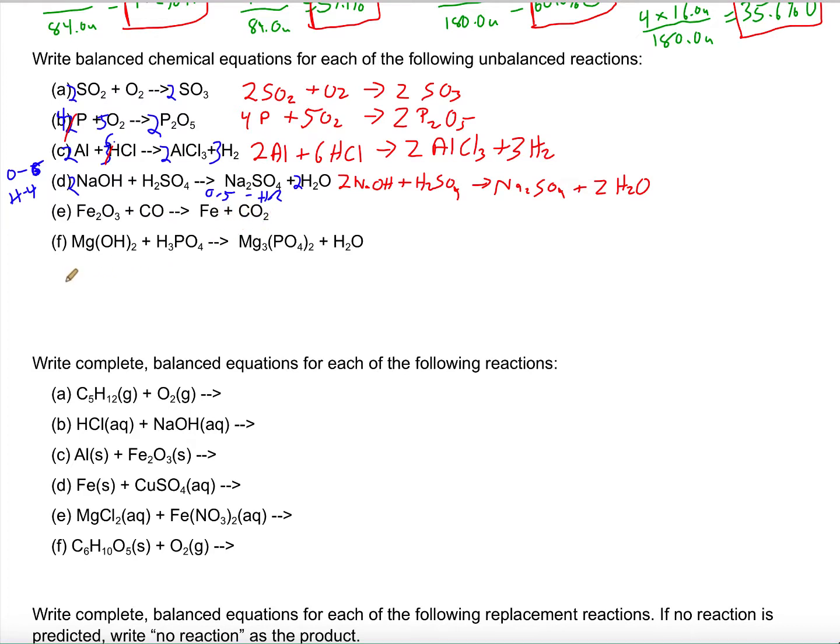So we want to try to balance this. Well, we have 2 irons on one side and 1 on the other. So let's start off by putting a 2 there. That's always a good start. On this side, we have 1 carbon and 1 carbon. So the only thing we're left looking at is oxygen. On this side, we have 2 oxygen atoms. On this side, we have 4. So we have to try to get more oxygen atoms on this side. Well, how can we do that? Well, initially, you can think you put a 2 there.